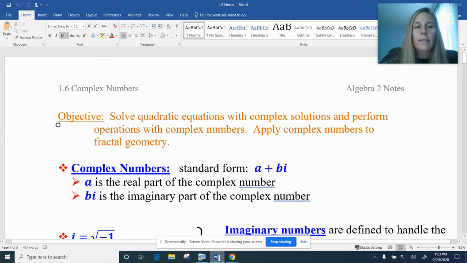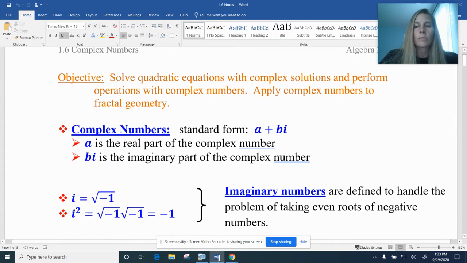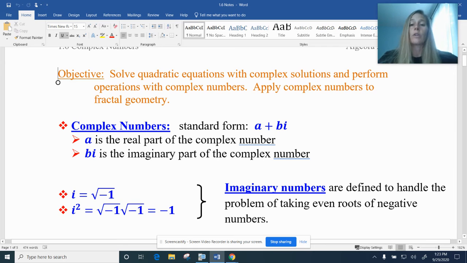Okay, so today's lesson is 1.6 and it is on complex numbers. So our objective today is to solve quadratic equations with complex solutions and to perform operations with complex numbers. Apply the complex numbers to fractal geometry.